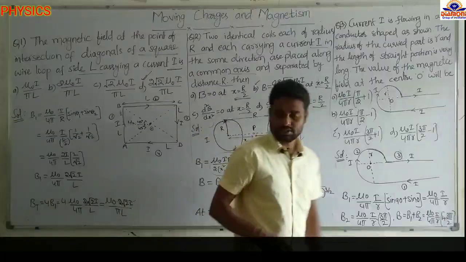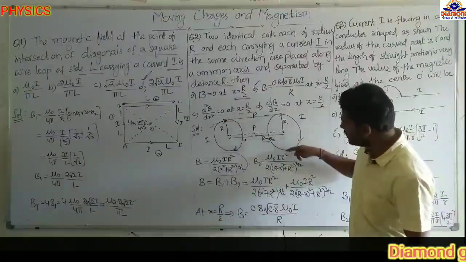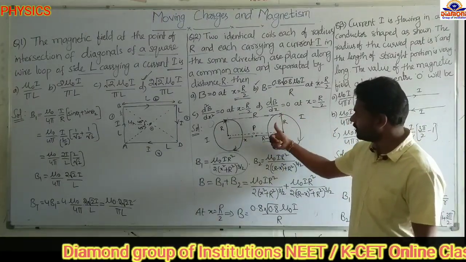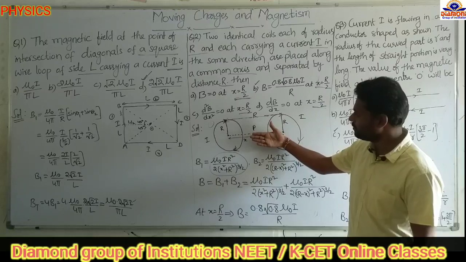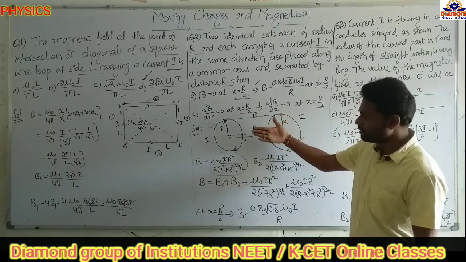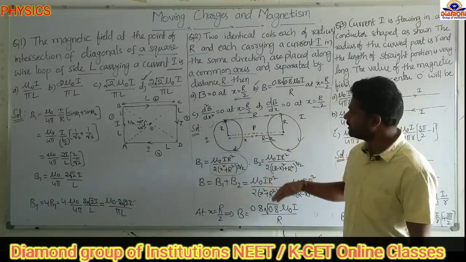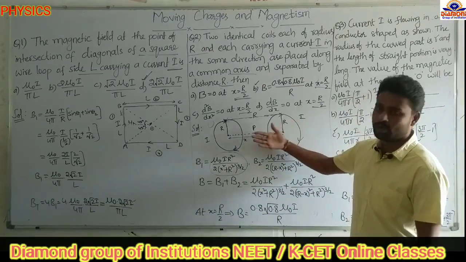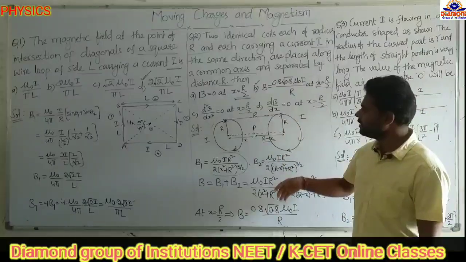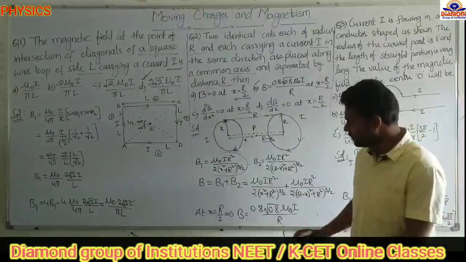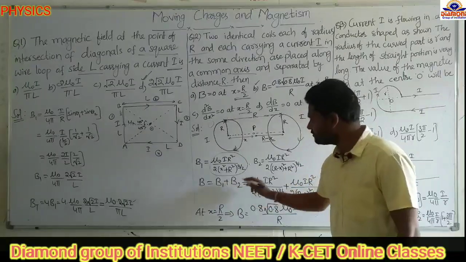And come to this coil, here the current is going in the upward direction, and we have to find the magnetic field here. Keep the thumb in the direction of the current and stretch the fingers toward where we have to find the magnetic field. So the palm is showing the magnetic field, so the magnetic field is outward. So due to both coils, the magnetic field direction is outward only. Then the total magnetic field at this point is the sum of the magnetic fields of these two coils. So the total magnetic field is B1 plus B2.